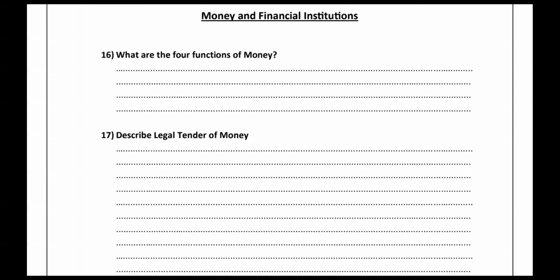Okay, so that is what we call legal tender. We have two types of legal tender: one is limited legal tender and the other is unlimited legal tender. Limited legal tender means it's like this.